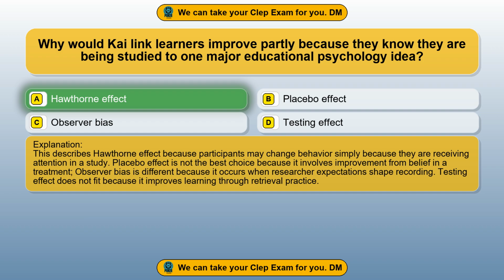Placebo effect is not the best choice because it involves improvement from belief in a treatment. Observer bias is different because it occurs when researcher expectations shape recording. Testing effect does not fit because it improves learning through retrieval practice.